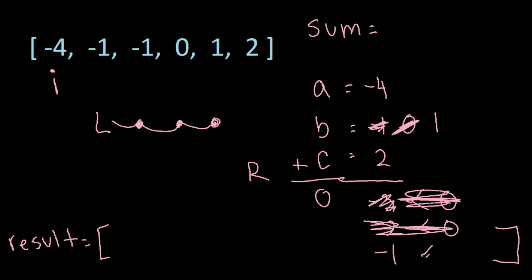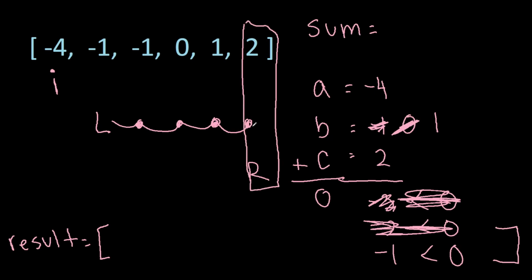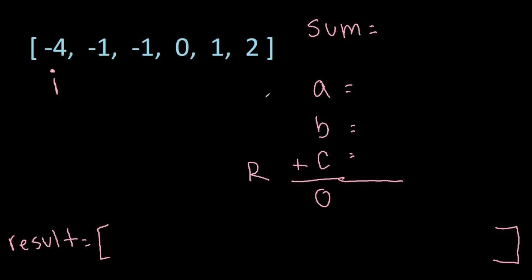Now that L is at 1, we have -4 plus 1 plus 2, which equals -1. We see that -1 is less than 0. We're going to move L up to here. But now L and R are at the same place, which means that we exit out of that loop, because that'll be our condition: while left is less than right. So we break out of that while loop.